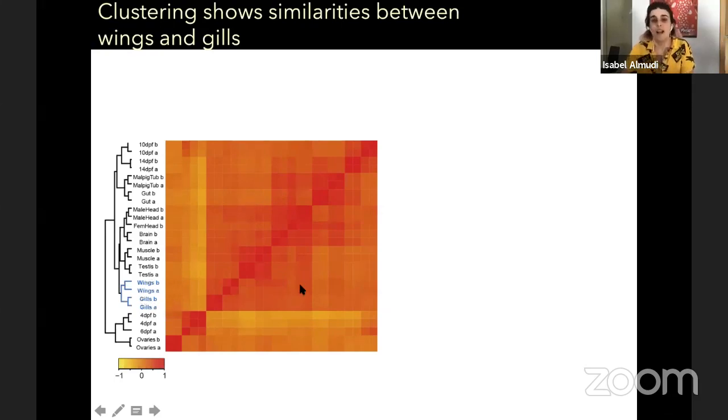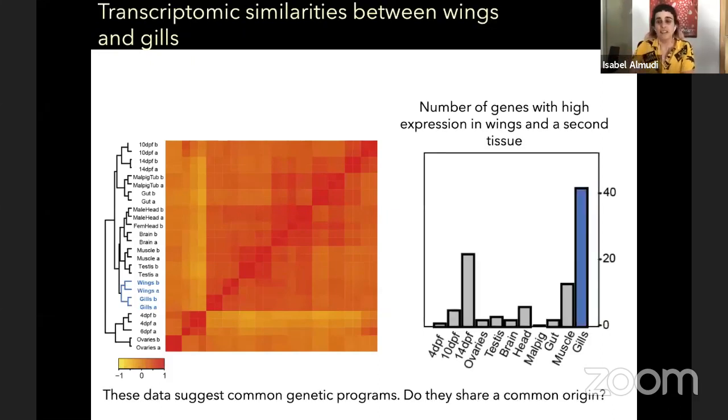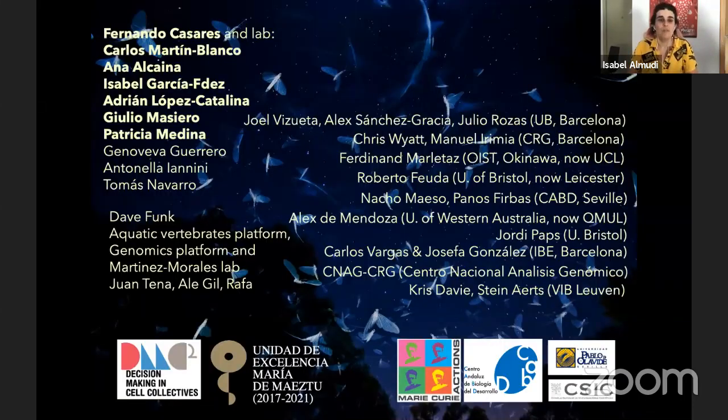So this is good. We performed an additional experiment, which was to check genes that were highly expressed in wings and in an additional tissue. For the 98 genes that we found that were highly expressed in the wings, 42 of them were also highly expressed in gills, in comparison to the low number in other tissues. So this preliminary data suggests that they share common genetic programs, and that probably, we don't know yet, we have to explore the details of this, but that probably they really share a common origin.